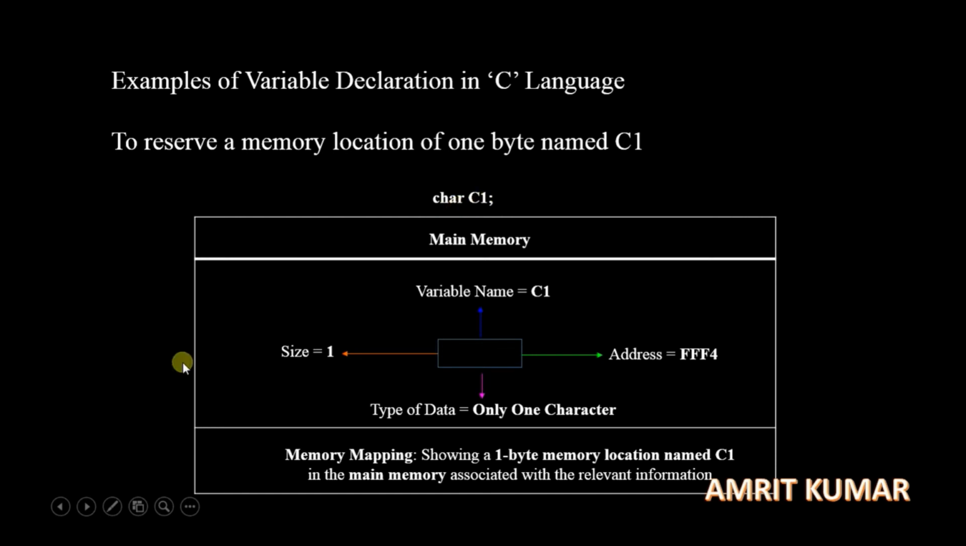So actually what happened in the main memory is that the variable name C1 is going to be allocated in the memory whose size will be 1, and its address will be according to the system. Here it is F4, so it is a hexadecimal value. Okay, now this is the type of data, so it can only be one character.